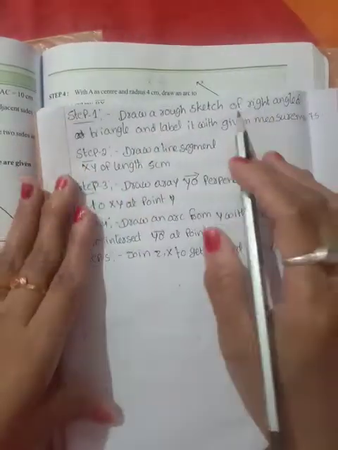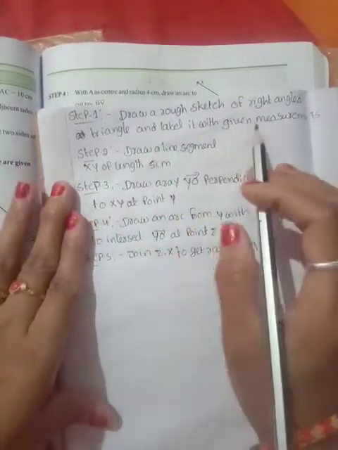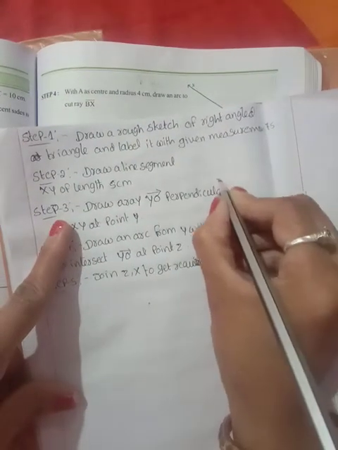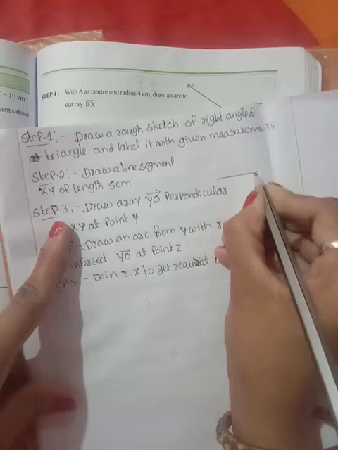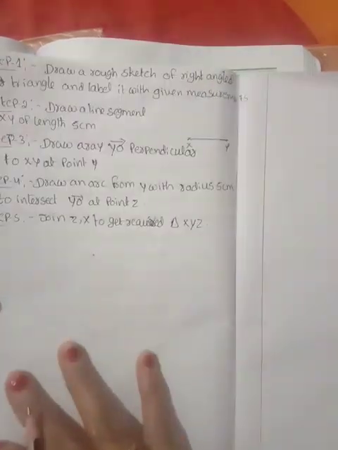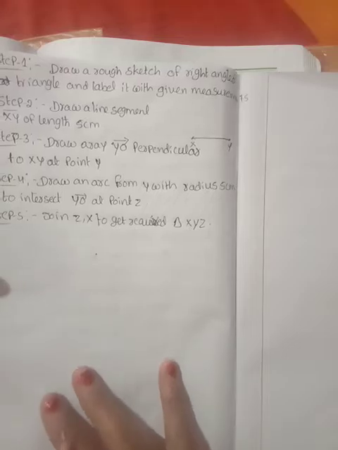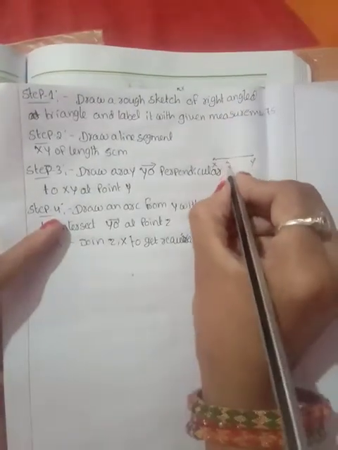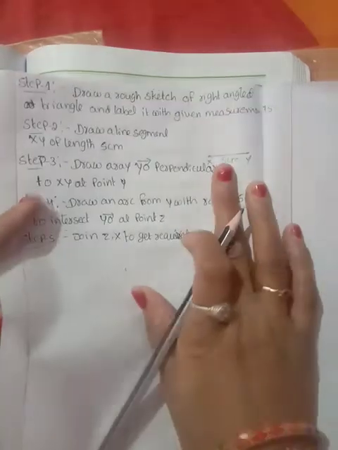Step 1 is the rough sketch of the right angle triangle, labeled with the given measurements. First of all, you can draw the triangle XYZ. Listen carefully. What are the measurements? XY and YZ are both 5 centimeters.